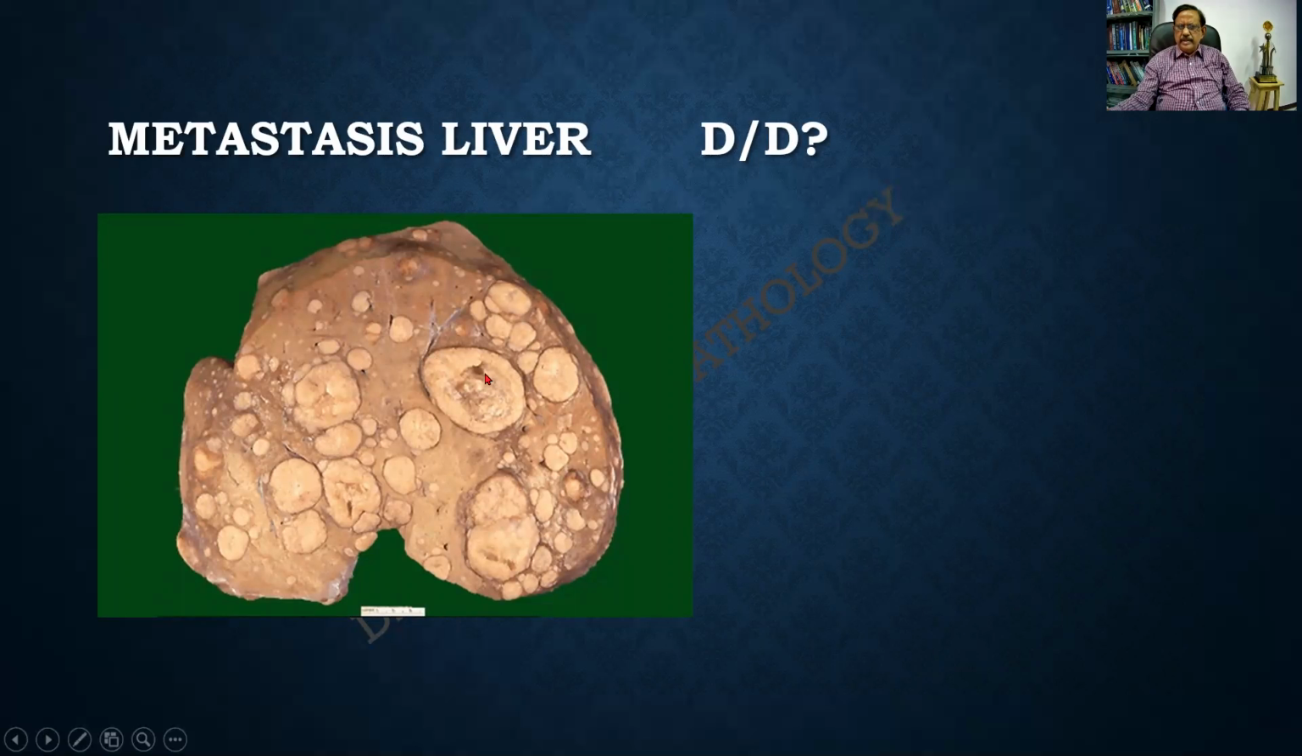This is a metastasis. I find that the liver has got multiple nodules. Some of them are again showing umbilication, and I have asked you what the DD is. In the liver itself, we have mentioned that there is something called multicentric. The hepatocellular carcinoma can be in multiple areas. That can be a differential diagnosis for us.